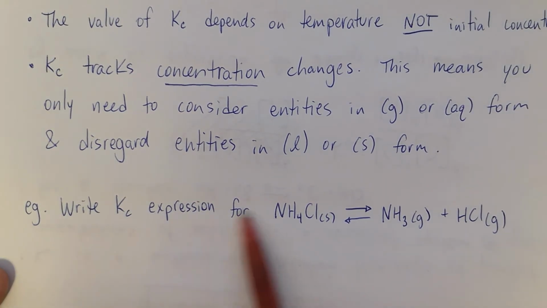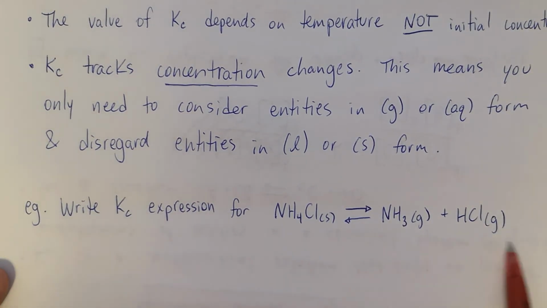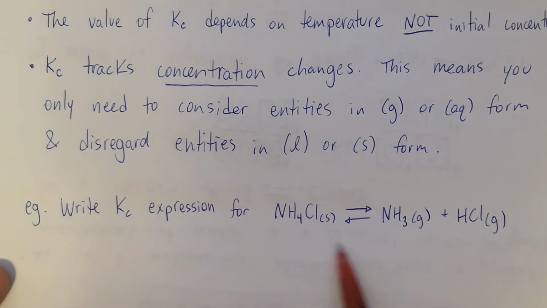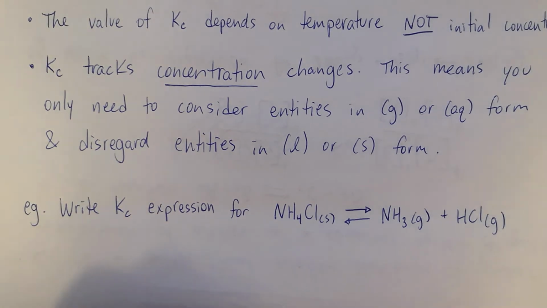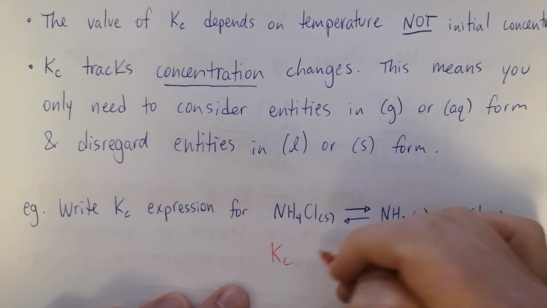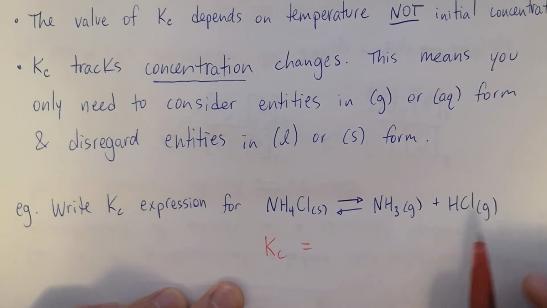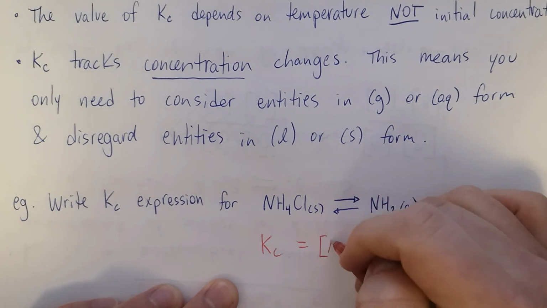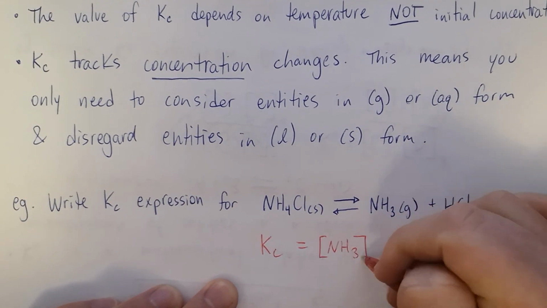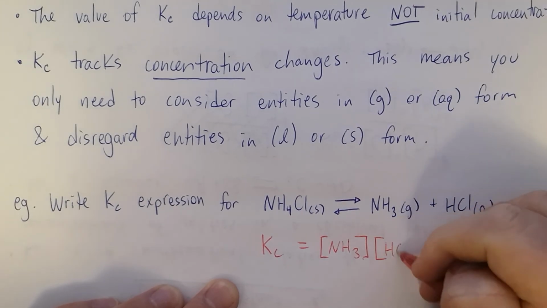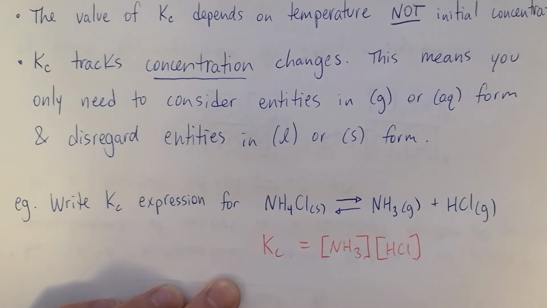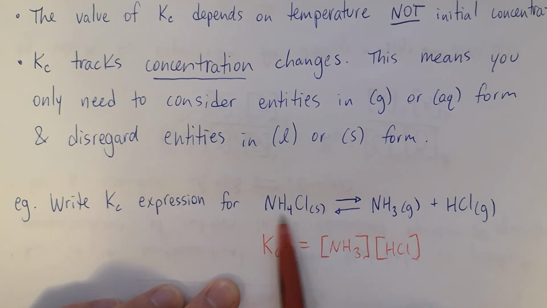If I'm writing Kc for this chemical system, I have ammonium chloride turning into ammonia and hydrochloric acid. Remember to start with the products. They're both gaseous, so that's good. It's going to be the ammonia concentration times the HCl concentration. This is solid, so forget about it. We're done.